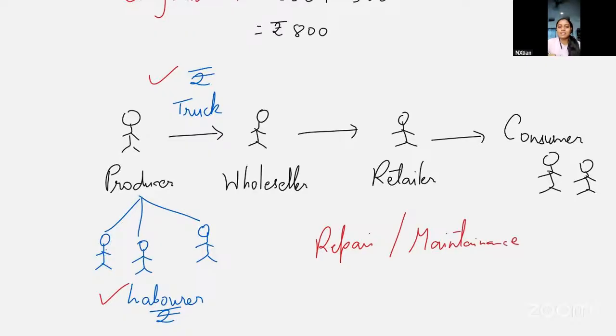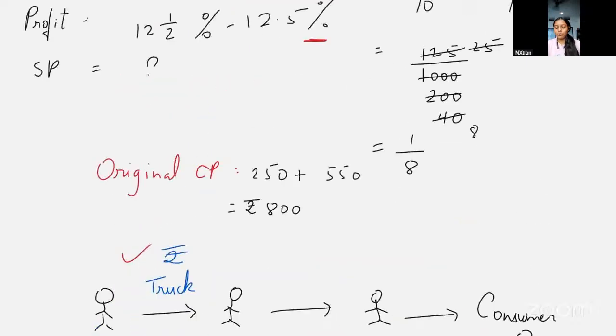Okay, all of this is what? This is overhead charges, which means extra on top of the cost price. These extra charges are added to your cost and then you calculate the final answer.